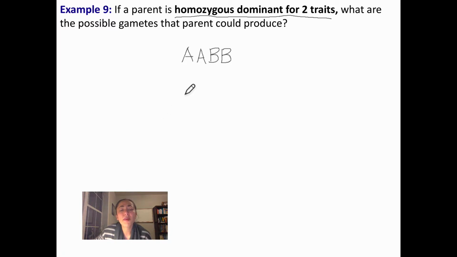So in order to figure out the possible gametes they can make, this is similar to what we looked at before. This individual could only give an A type for this gene, and they could give a B type for that gene. That's it, an A and a B. There's only one type of gamete they could make there, a gamete that has both a dominant allele for the A trait and a dominant allele for the B trait. Let's do a more complicated example next.